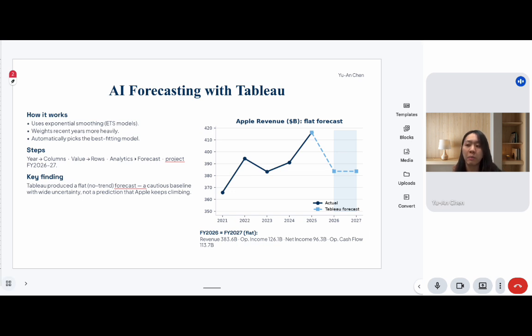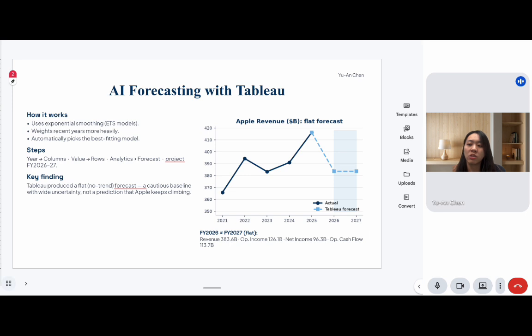And next, how we actually made the forecast. We use Tableau because it's free for students and it builds the forecast automatically. So instead of us drawing a trend line by hand, Tableau fits the model and tells us which one it used. Basically, it uses a method called exponential smoothing, which just means it gives more weight to Apple's recent results than to older ones, and it picks the model that fits best. Building it was pretty simple. I put the year on one axis and the value on the other, then clicked analytics and forecast to project 2 more years.